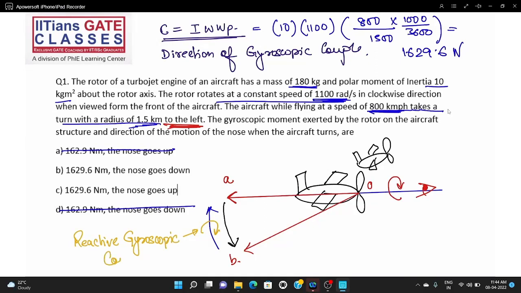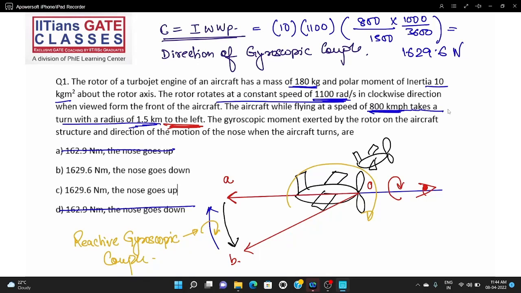Reactive gyroscopic couple. So what is this reactive gyroscopic couple trying to do? See, this is the aircraft. If this is the direction of reactive gyroscopic couple, what is it trying to do? It is trying to put the nose down and it is trying to put the tail up, isn't it? You see it clearly. Okay, what is the reactive gyroscopic couple trying to do?